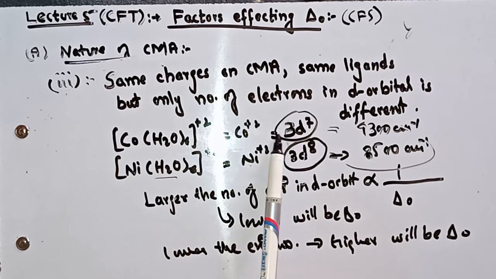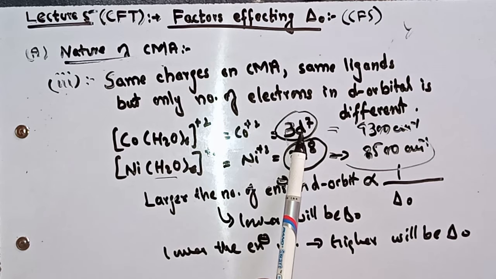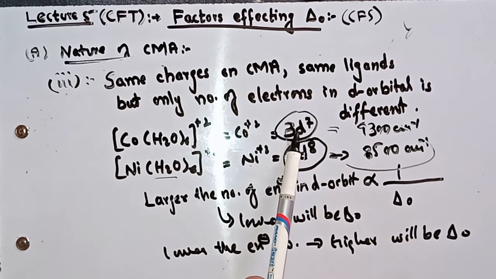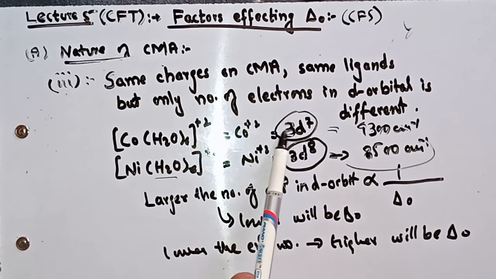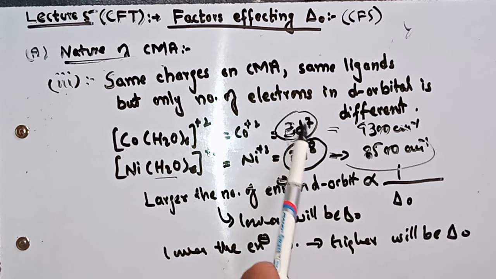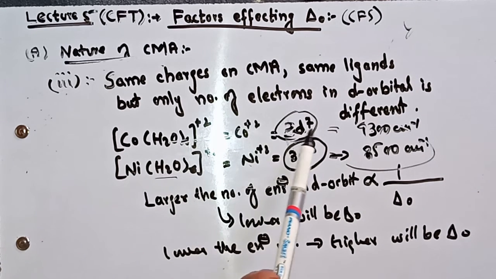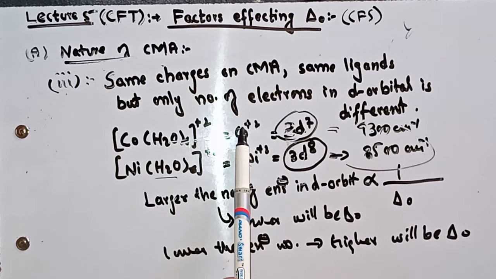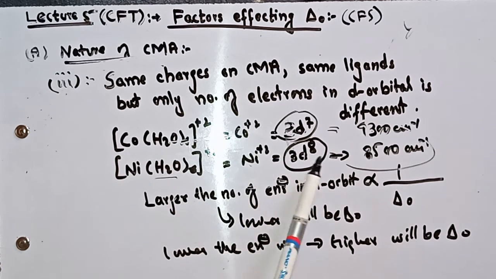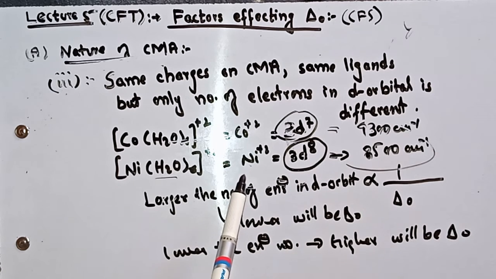While in the case of a low-electron system, with fewer electrons, there is less repulsion, so it shows less resistance to the incoming ligand. That is why the ligand can approach this central metal atom effectively, and the crystal field splitting will be high compared to the system that has a high number of electrons. Is that clear? Simple reason.